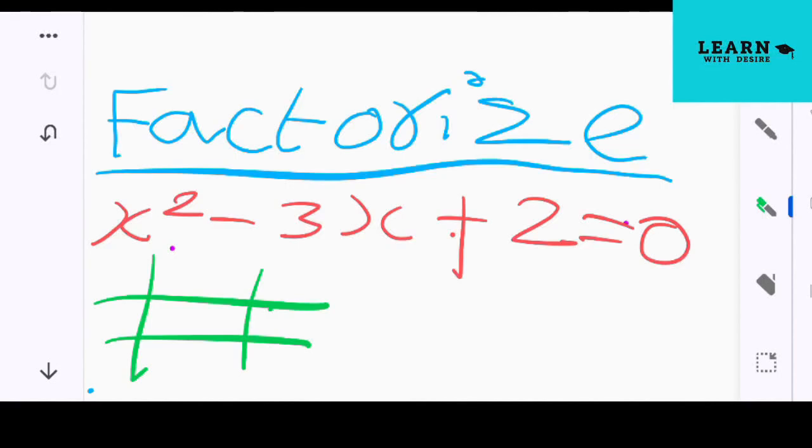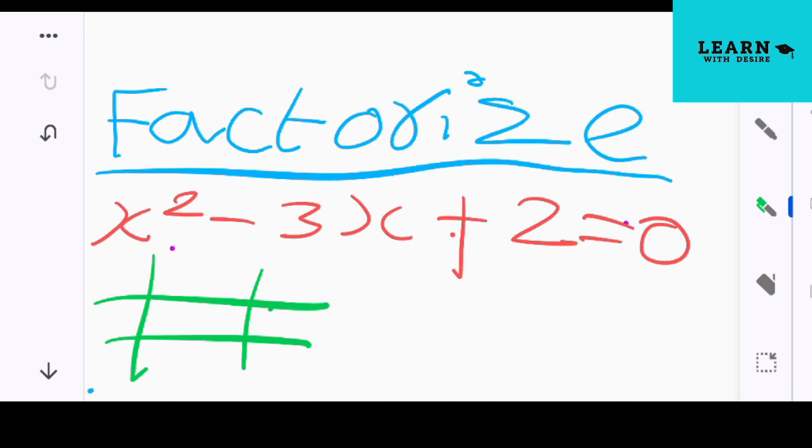Today in this video, we are going to see how to find the values of x for any given quadratic equation. The given quadratic equation is like this: x square minus 3x plus 2 equal to 0. There is a shortcut trick for finding x values for any given quadratic equation.